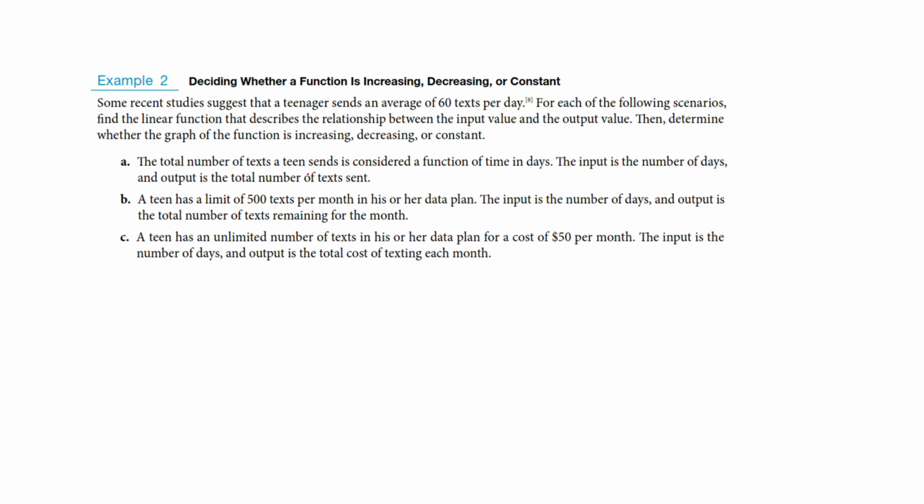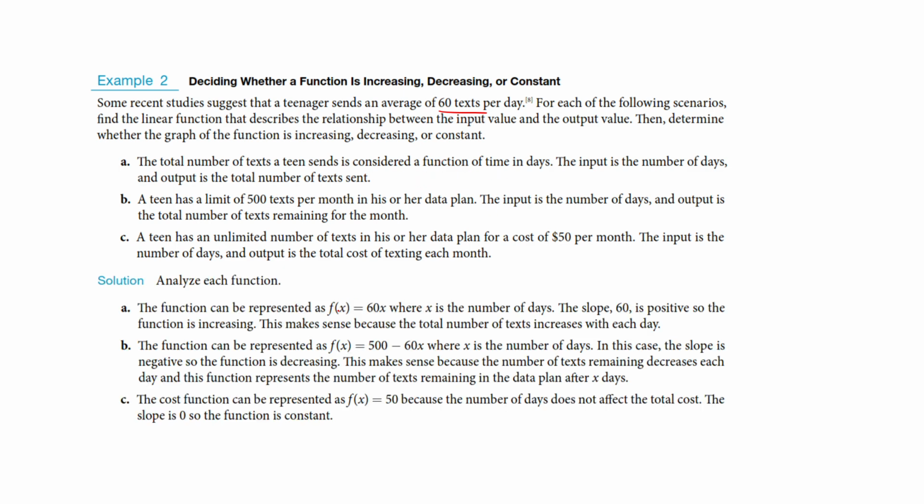Okay, so if it's 60 texts per day, we want to make that a function just based off what they've said here. So here's our first one. They've gone a little quick here, but x is the number of days. So this is the total texts as a function of the number of days. Well, if it's 60 per day, then 60 becomes our slope. We would just multiply the 60 times the number of days, and that's our total number of texts that this teenager sent.